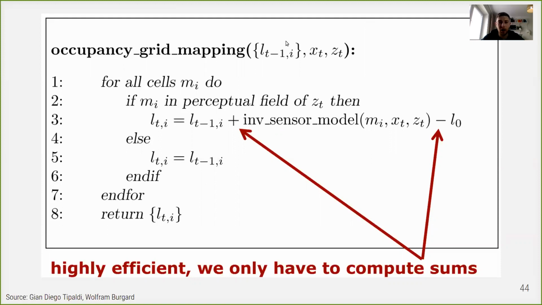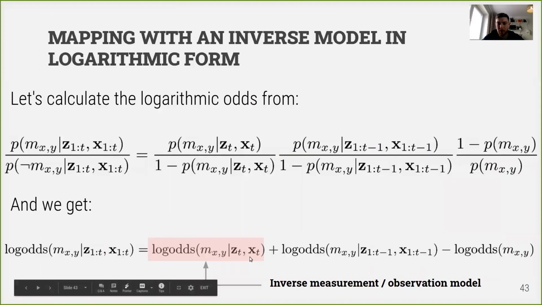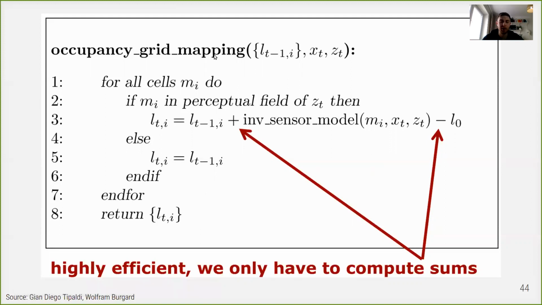As an input to our algorithm, we get the previous map state. So L t minus 1, you can see, is our previous map state. This is our recursive member, the previous estimation for each cell. We also get as input to this function the current state and current measurement. So imagine you have a robot driving through space. It has its own pose and it has measurements. Each time we get a new measurement and new pose, we will call this occupancy grid mapping function.